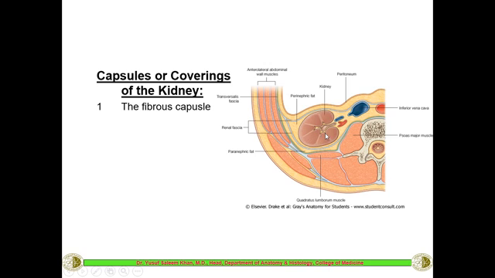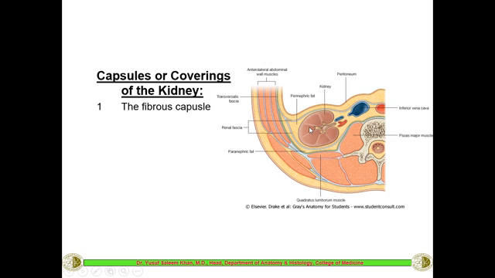This is the kidney seen by taking a section in the abdomen. This is the posterior abdominal wall here, and this is the anterior abdominal wall in the front, and here is the peritoneum, and here will be the abdominal organs. You can see the peritoneum is covering only the anterior surface of the kidney.